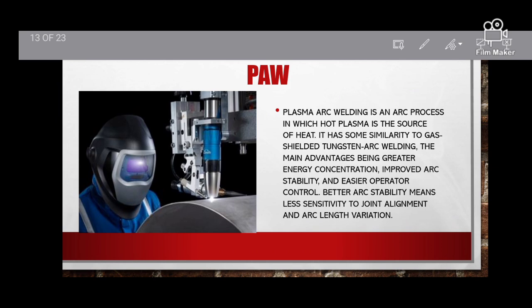PAW. Plasma arc welding is an arc process in which hot plasma is the source of heat. It has some similarity to gas-shielded tungsten arc welding, the main advantages being greater energy concentration, improved arc stability, and easier operating control. Better arc stability means less sensitivity to joint alignment and arc length variation.